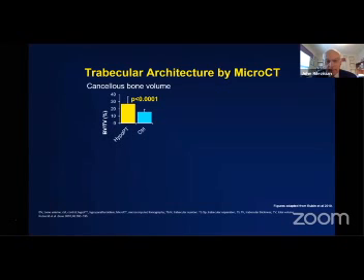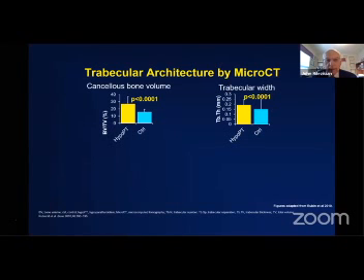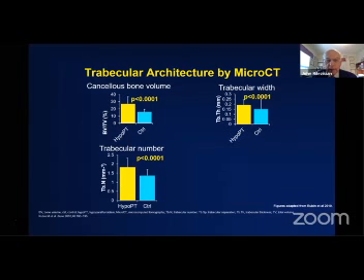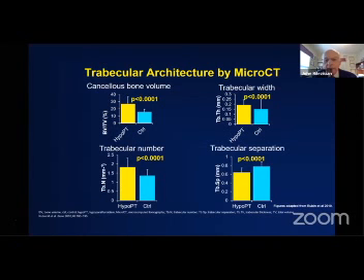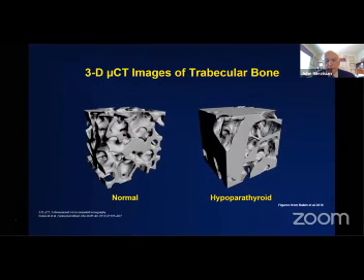density over time. Looking at trabecular architecture, cancellous bone volume is increased, trabecular width is increased, trabecular number is increased, and trabecular separation is reduced. Again, this comes from our work. As a result, looking at micro-CT images of hypoparathyroid bone, this is really a remarkable depiction. It really makes an important point.